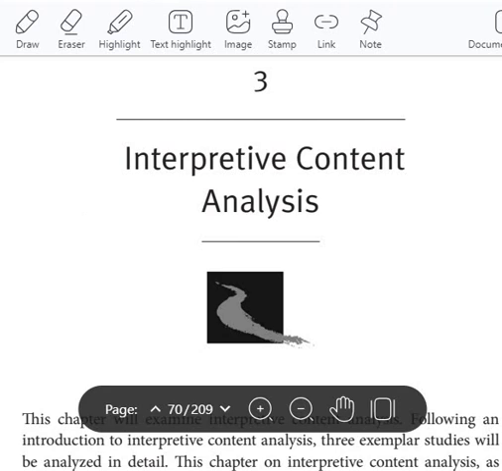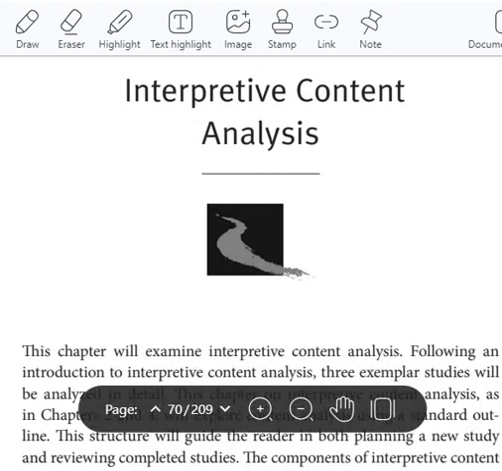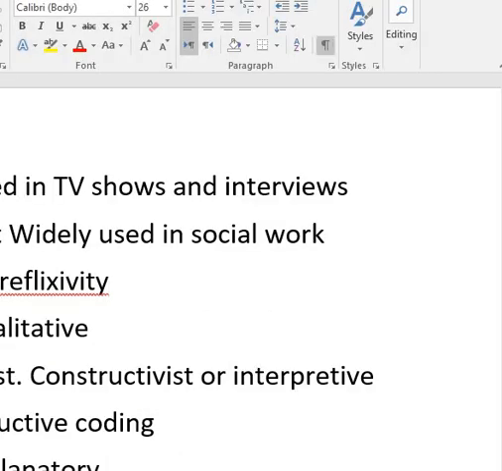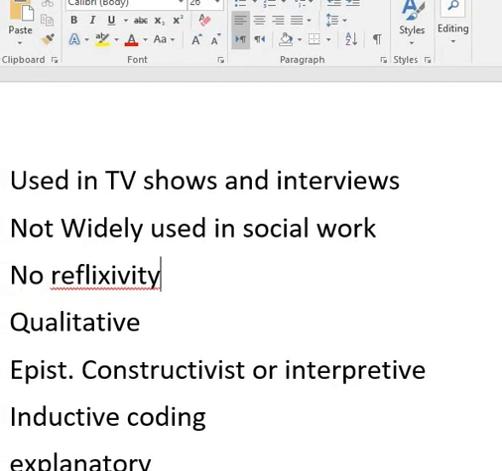But before we read this chapter, I'd like to draw your attention to these important points for the interpretive content analysis. This analysis is used in TV shows and in interviews. It is actually not widely used in social work. This is so important to remember. And there's also no reflexivity, which means the researcher does not self-reflect.